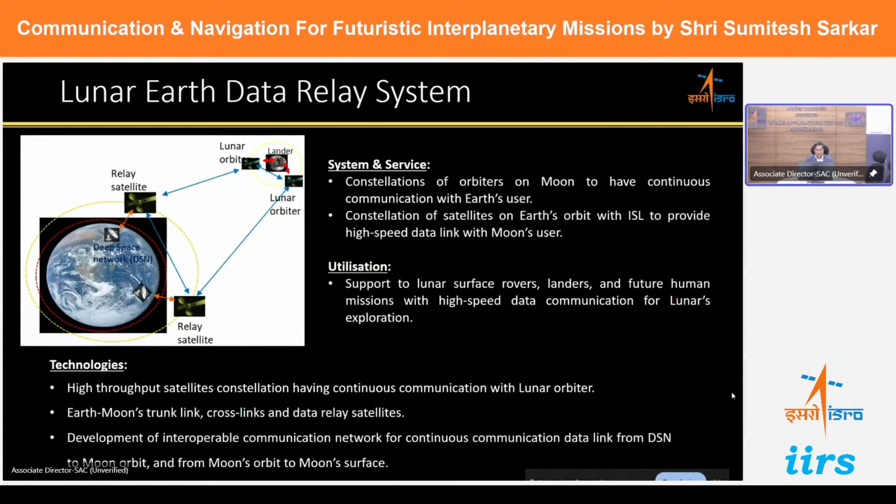So this, as I said, will be connected with the terrestrial network. That means one person, whoever is going there, the astronaut, can talk to somebody on the surface of the Earth also. That will be through data relay satellites. Through the lunar orbiter, it will come to the data relay satellites, which are moving around the Sun, and then subsequently it will come to the receiving end on the Earth. So there may be several trunk links, cross links and data relay links involved in these different types of links. Next.